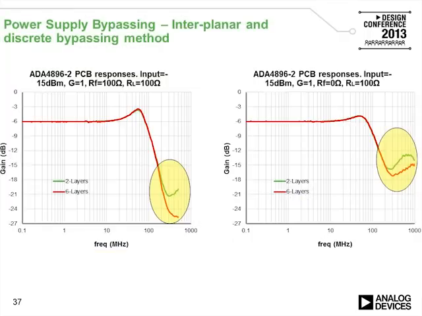Here's another example of power supply bypassing. Note that the 6 layers interplanar capacitance allows a noise floor that is, in this case, nearly 6 dB lower. The left-hand side and the right-hand side show that the noise floor can be driven down by about 3 dB using interplanar capacitance versus discrete.